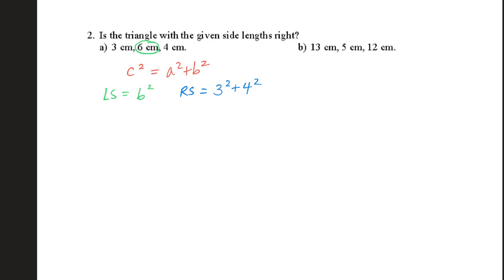Okay, I'm going to do a quick check on both sides. I'm going to calculate my 6 squared. There's a 36. I'm going to calculate my 3 squared plus my 4 squared. I get 25. And as soon as I see that my left side does not equal my right side, I know that it did not meet my Pythagorean theorem relationship. And therefore, I can answer the question, is the triangle with the given side lengths right? No, it is not.